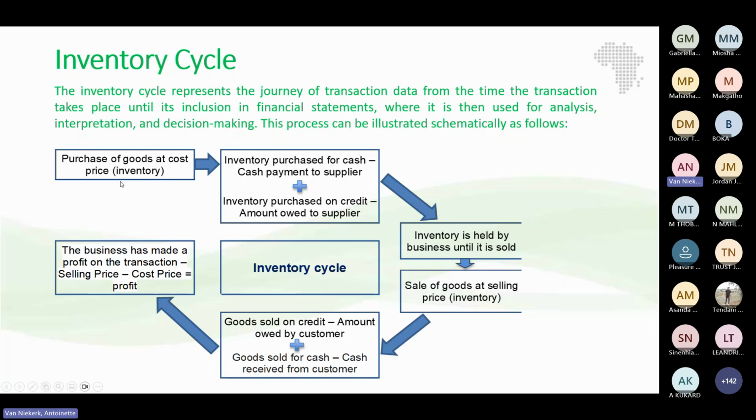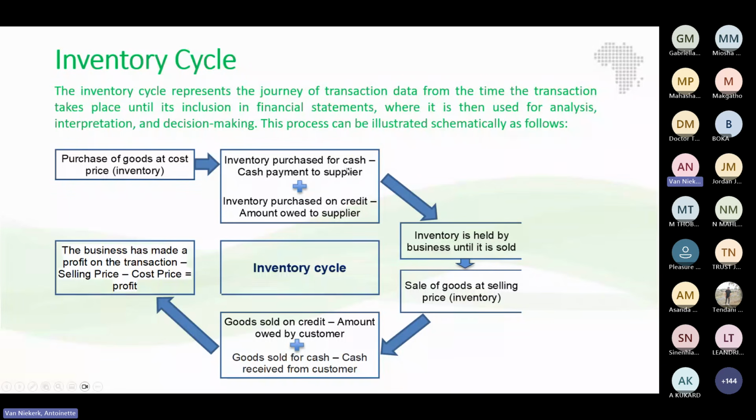First, you purchase goods or inventory at cost price. This is very important. Remember, when you purchase something, it's at cost price. Now you have the inventory. Now you are going to put your markup percentage on. Let's say it's 15%. That will be your gross profit. And then you will have the price that you are selling your inventory for. But we will get to that. First, your inventory purchased for cash.